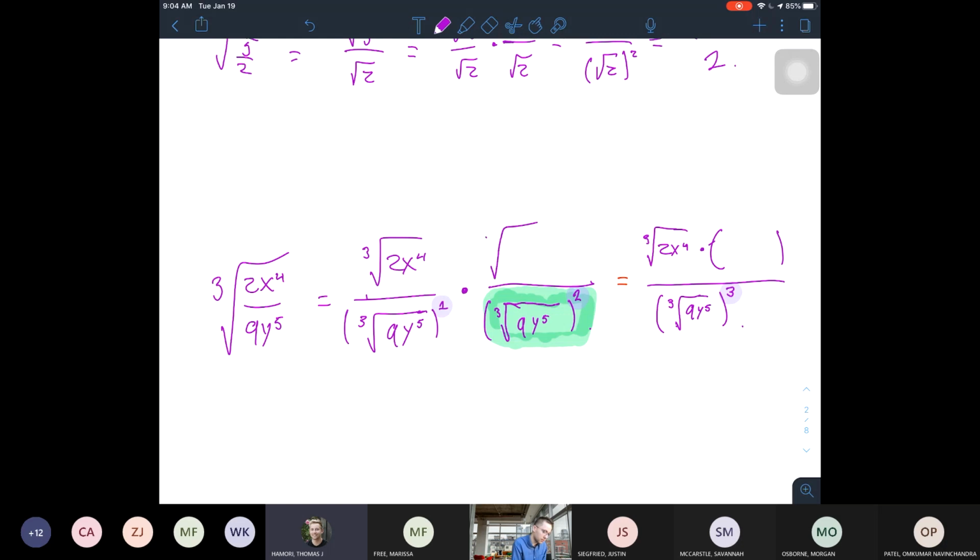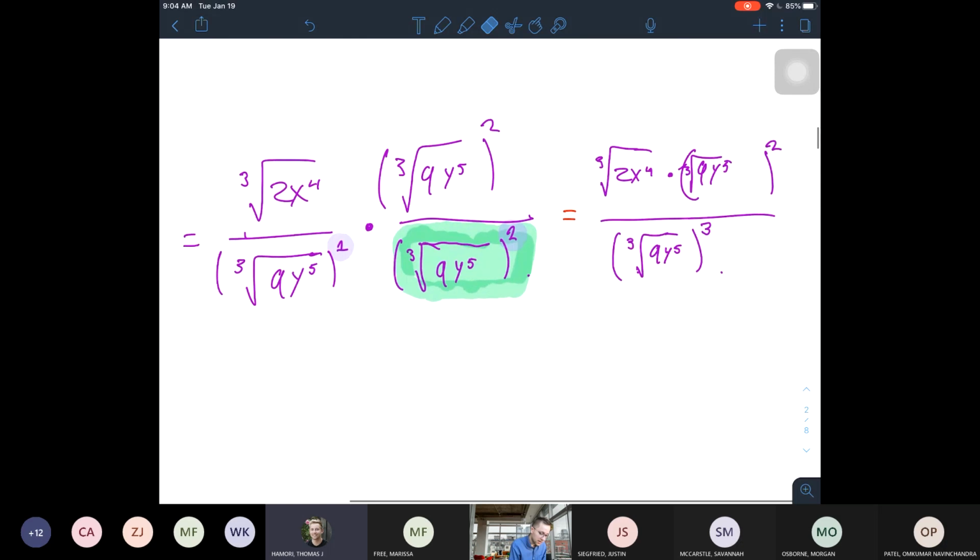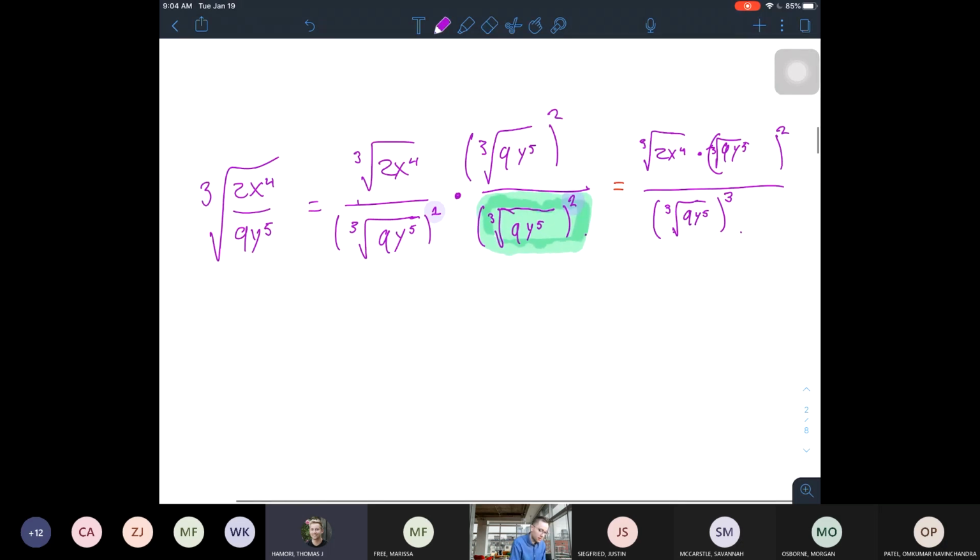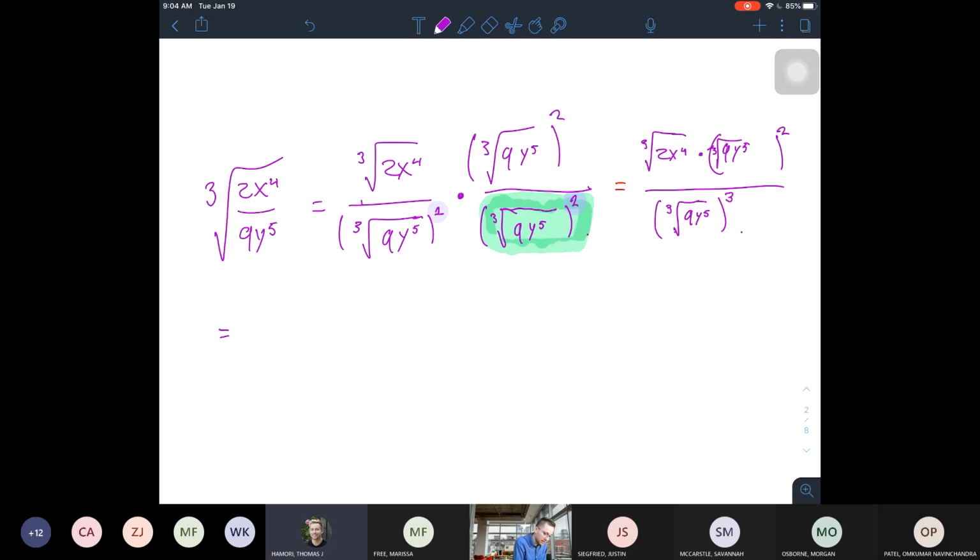So let's do that up top. It'll be the cube root of 9y to the fifth power squared. So we'll have 9y to the fifth power cube root squared. And then in the denominator, what's going to happen is we will have the cube root of something taken to the third power. That's going to be equal to, leave the top as it was. And the denominator is going to become just 9y to the fifth power.